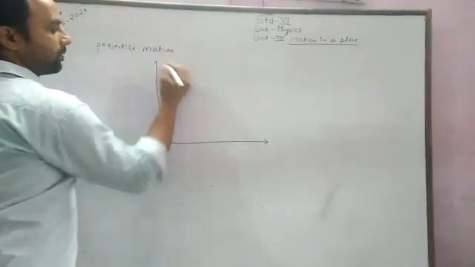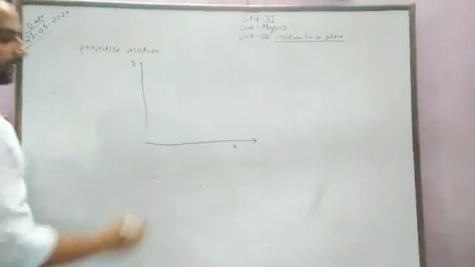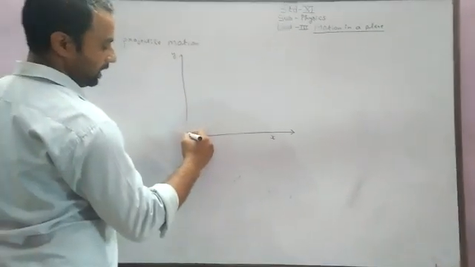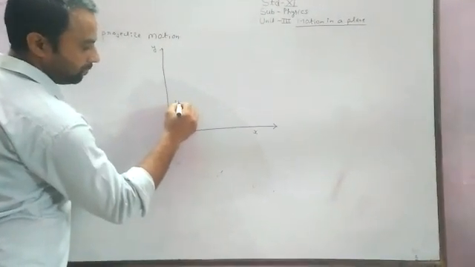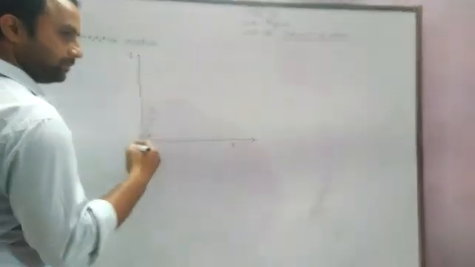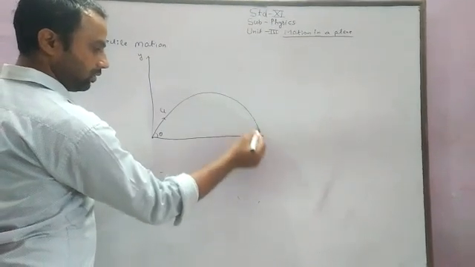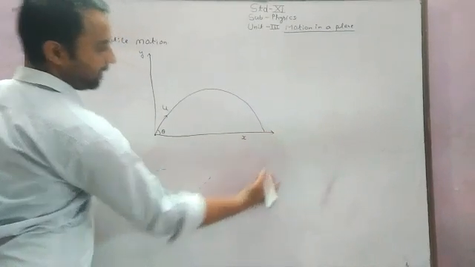So this is our x-axis and this is our y-axis. A projectile is projected from a point A, the origin, with an initial velocity u, and this velocity u makes an angle theta with the horizontal. Theta is called the projection angle, as discussed in previous classes. So if the projectile is projected in this direction, it goes through this pattern.